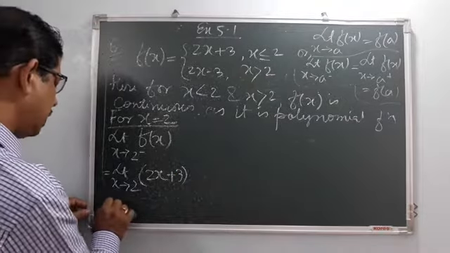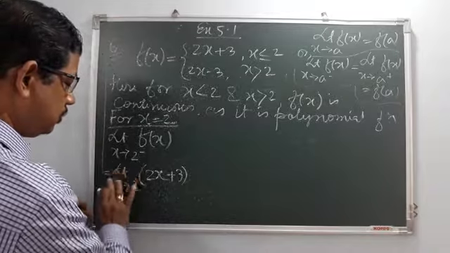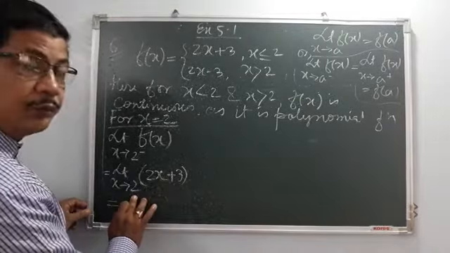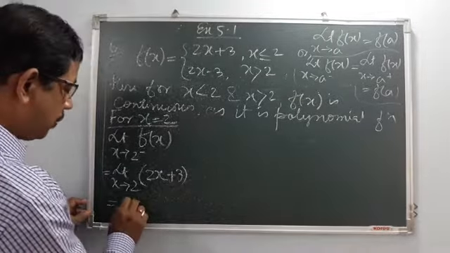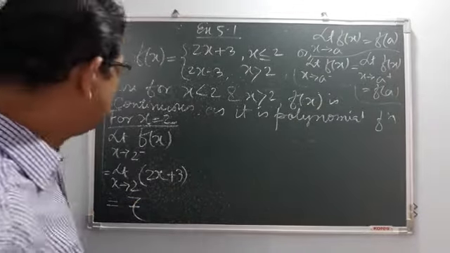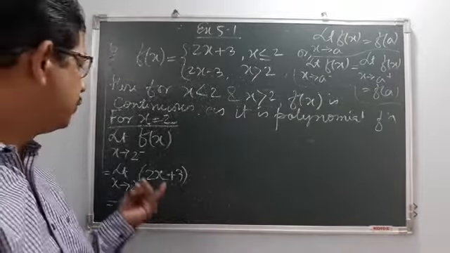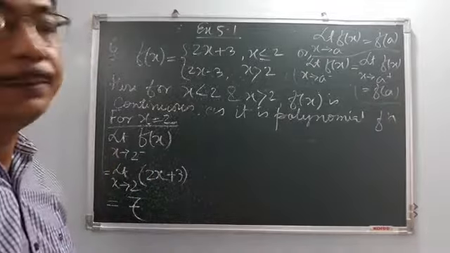Now if we withdraw the limit, we have to replace x by 2. So 2 2s are 4, 4 plus 3 is 7. So what is our LHL for x equal to 2? It is this 7 only.